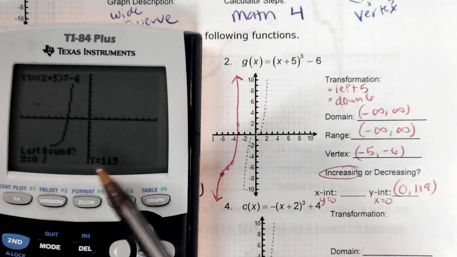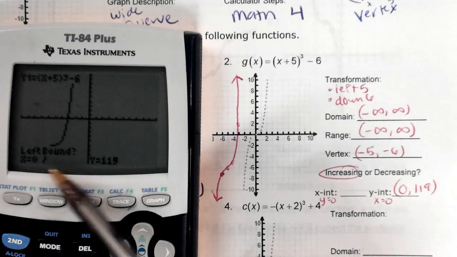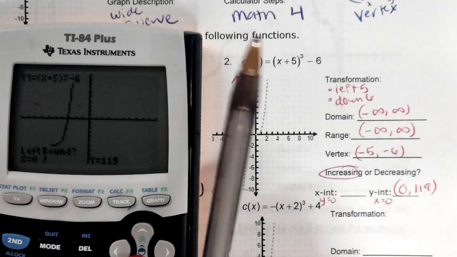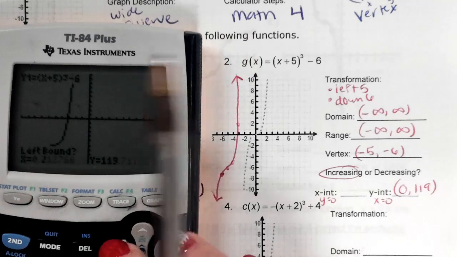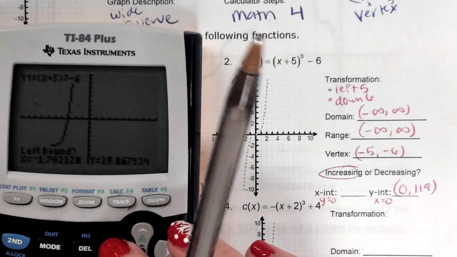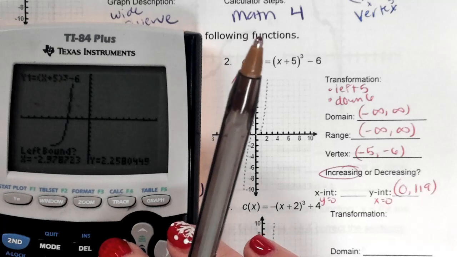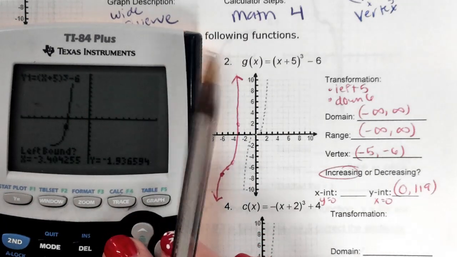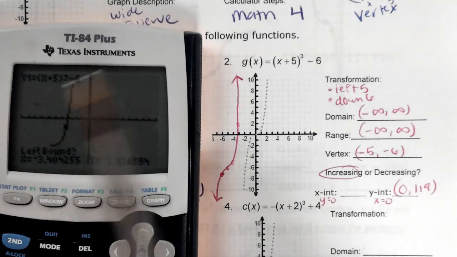Now, my point currently is 0, 119, okay, which is way up here, right? So I'm going to scroll down, or left, sorry, because it says left bound. So look, there's my cursor. You see my cursor? I want it to be on the left of the x-intercept. So right now, it's on the left of the x-intercept.